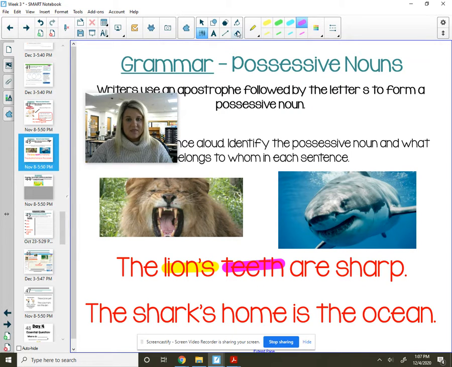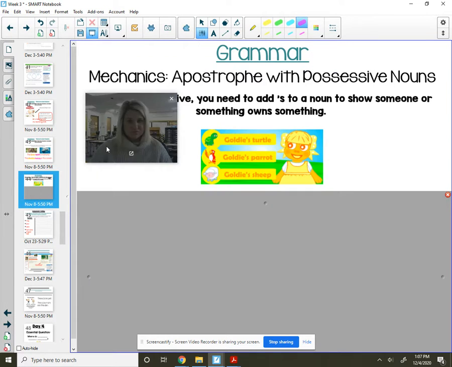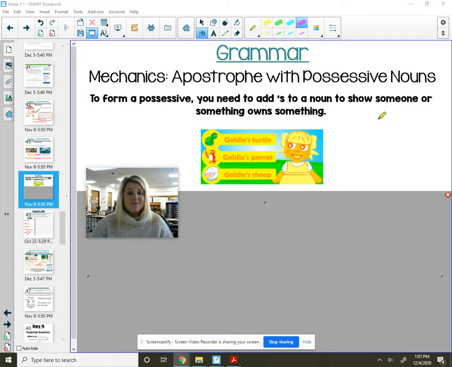Look at this one. The shark's, there's our possessive noun. It has an apostrophe S. The shark's home is the ocean. What belongs to the shark? It is the shark's home. So I add an apostrophe S to show ownership. To form a possessive, you need to add apostrophe S to a noun to show someone or something owns something.